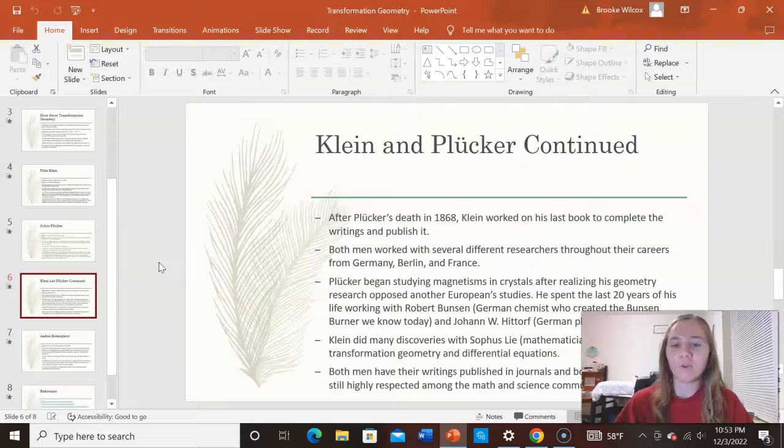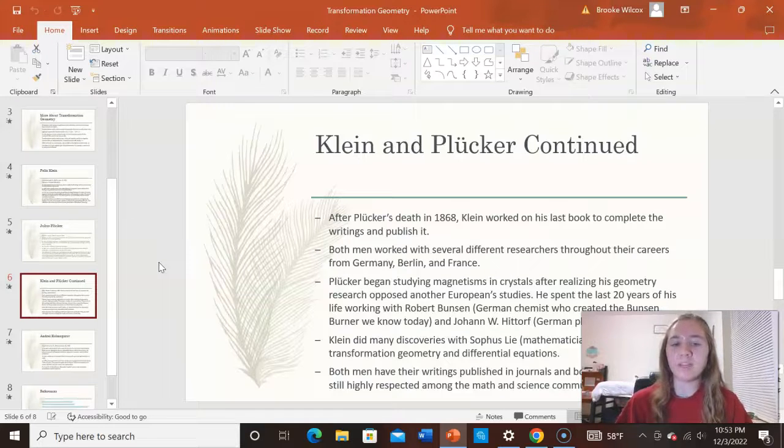He also worked with Johann W. Hittorf, who was also a German physicist. Since there was some controversy at the time with Plucker's research in some mathematical areas of geometry with someone else's, he decided to start studying another field, which made sense, but I would have enjoyed seeing more of his work in the geometry field. I wonder what else he could have discovered.